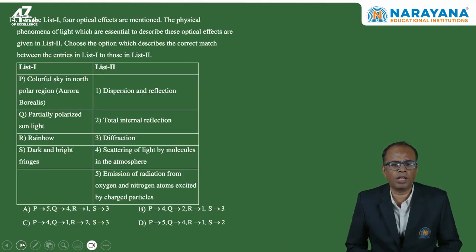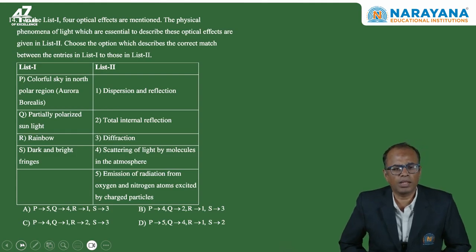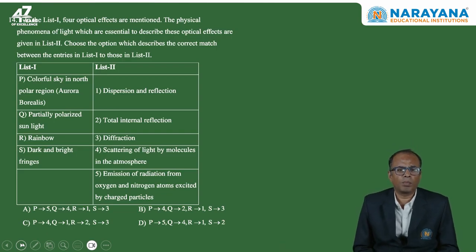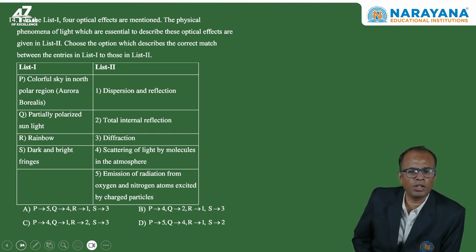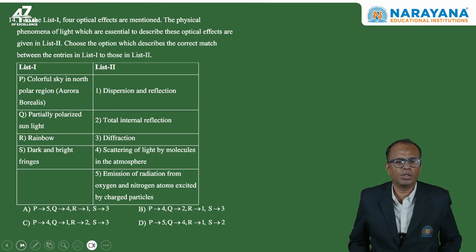Question number 14. Finally, a question which I can mark directly without any calculation. Some breather. Okay, in list 1, 4 optical effects are mentioned. The physical phenomena of light which are essential to describe these optical effects are given in list 2. Choose the option which describes the correct match.